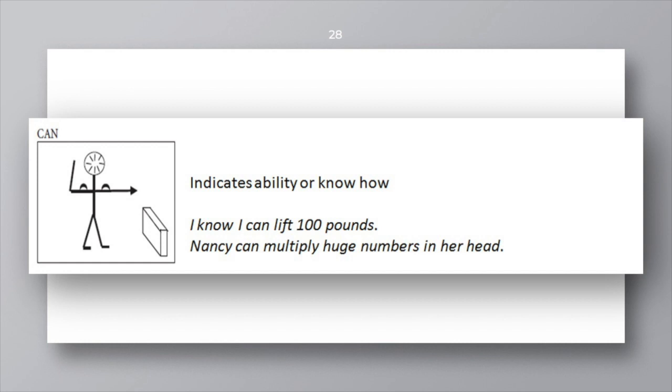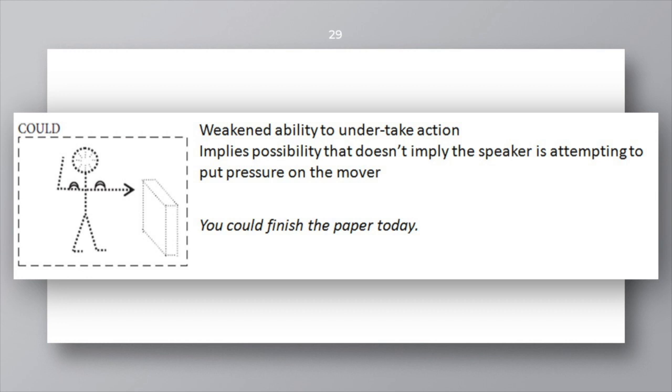Now let's talk about each verb so we can have a deeper understanding of the real meaning of each verb. So first we have can. Okay, so it basically indicates your ability, or that you know how to do it. For example, I know I can lift 100 pounds, or Nancy can multiply huge numbers in her head. Okay, and then we also have could.